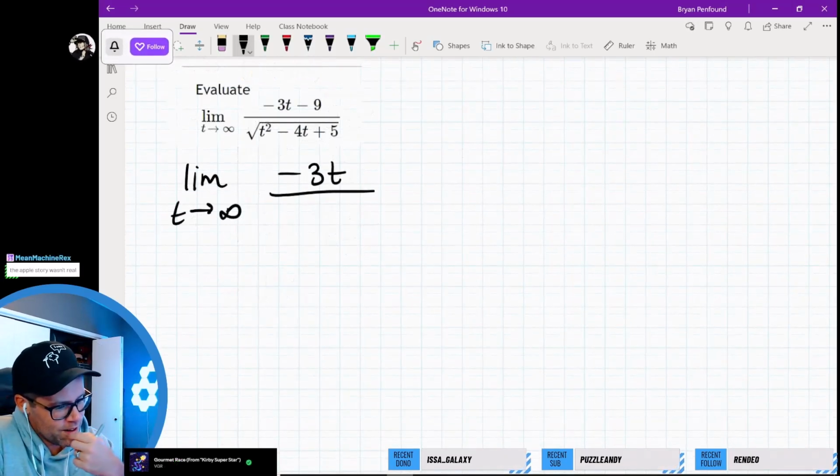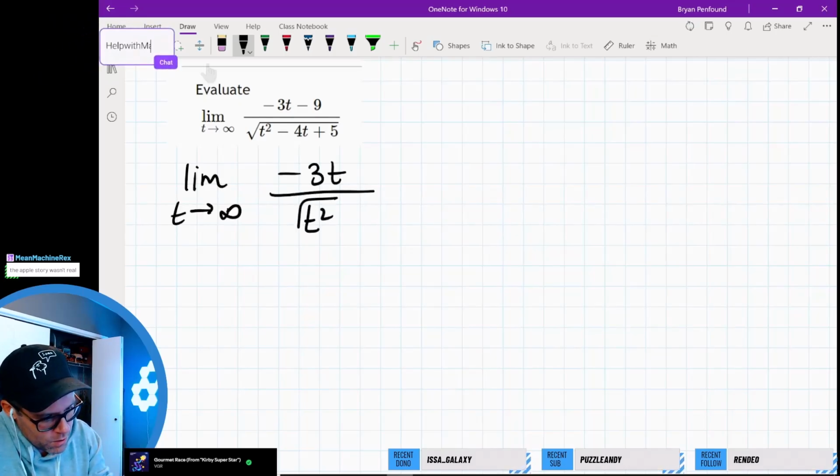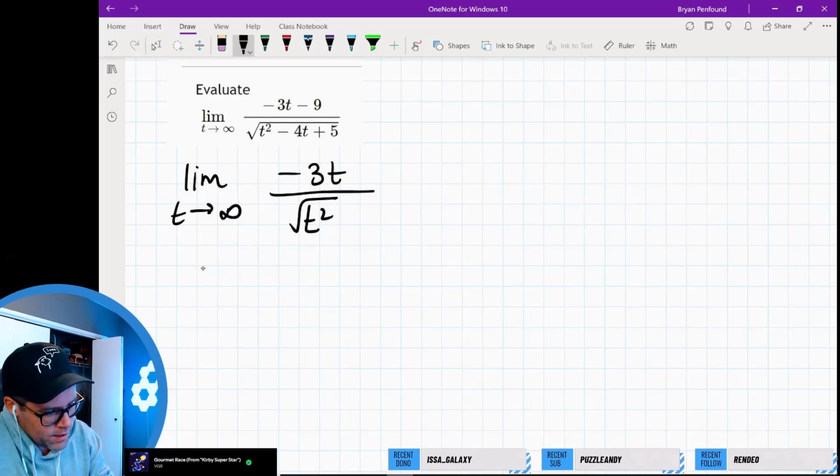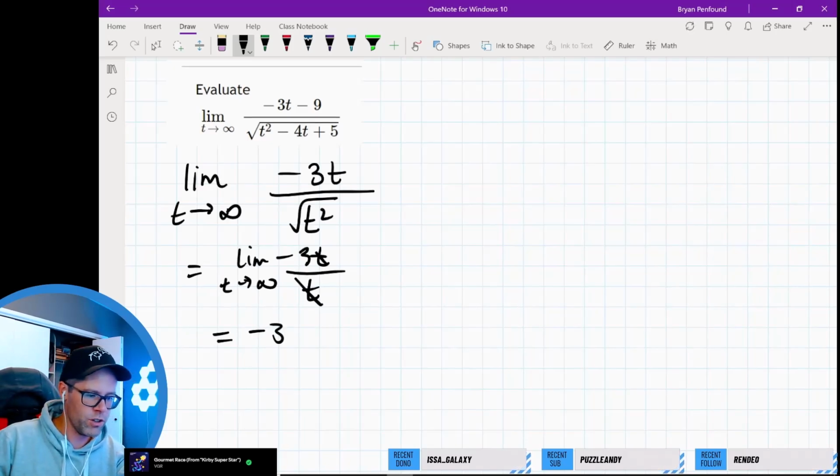Let's take the largest t in the numerator. The largest t in the denominator would be t squared. Since t is positive, we know that the square root of t squared is just t. So now we can get rid of those, and we have a limit of -3 should do the trick here.